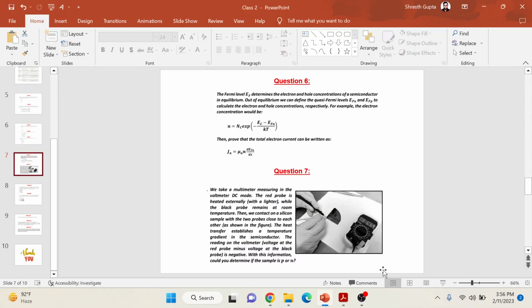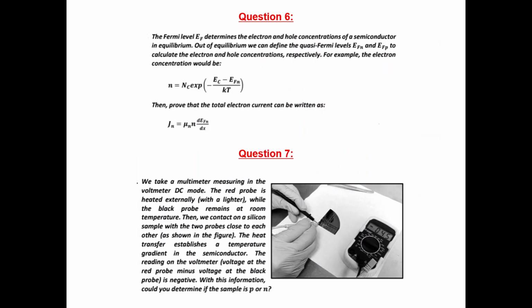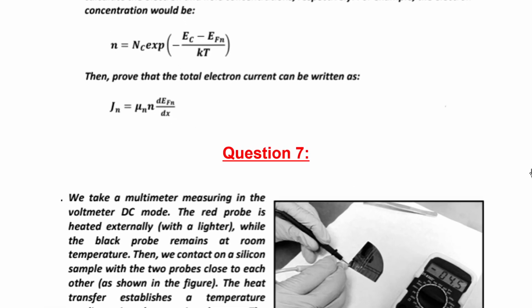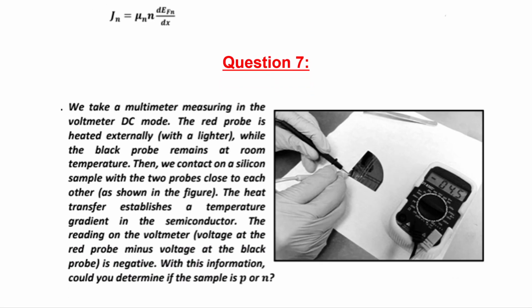Yes, I'm there. So let's see question number 7. Although I have already discussed it, I'm just giving a quick review. They are saying that we take a multimeter in the voltmeter DC mode, and there are two probes, a red probe and a black probe. The red probe is heated externally with a lighter, while the black probe remains at room temperature. Now when we contact a silicon sample with the two probes close to each other, the heat transfer establishes a temperature gradient in the semiconductor. The reading on the voltmeter is minus. With this information, could you determine if the sample is P or N?